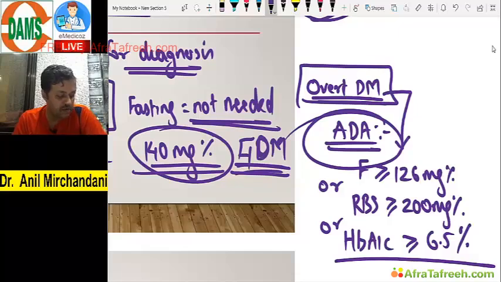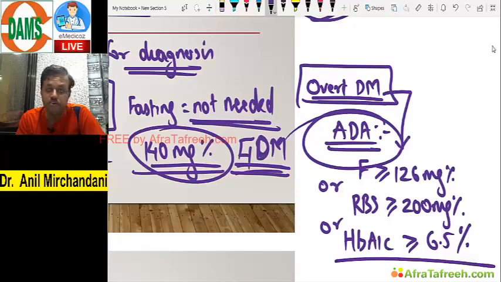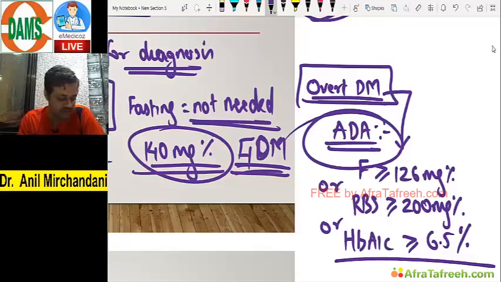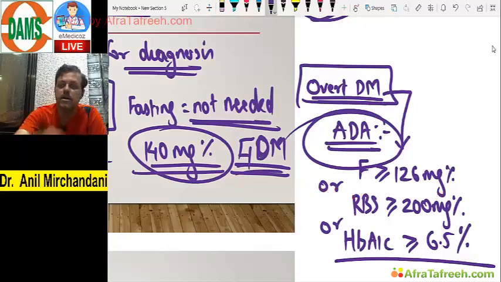Somebody is asking the drug of choice for hypertensive disorder in pregnancy. Obviously, labetalol. We have done this many times. I'm not going to do those things again and again. Labetalol is the drug of choice for preeclampsia and gestational hypertension. If you are asked about the drug of choice in chronic hypertension, then alpha methyldopa is the right answer. Got it.